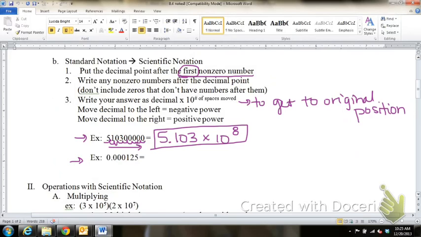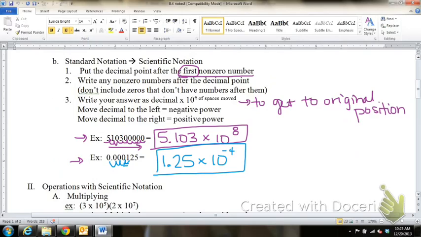Okay, so let's try the next one. The first non-zero number is 1, so I'm going to say 1.25, always times 10. Now here's where I put the decimal. Let's get back to the original. 1, 2, 3, 4, but I had to go to the left 4, so it's a negative 4.